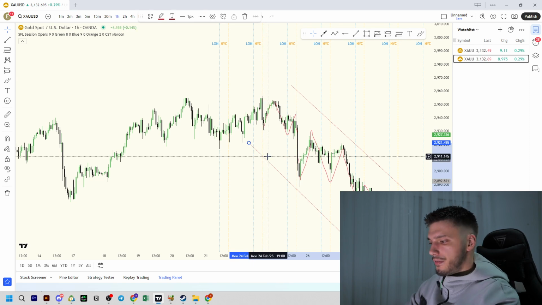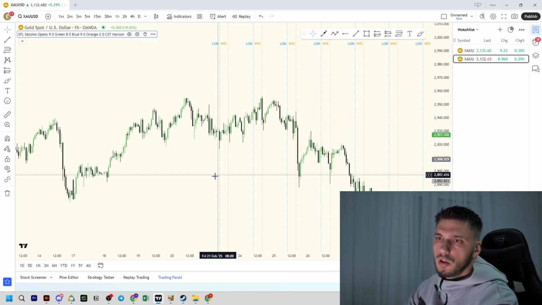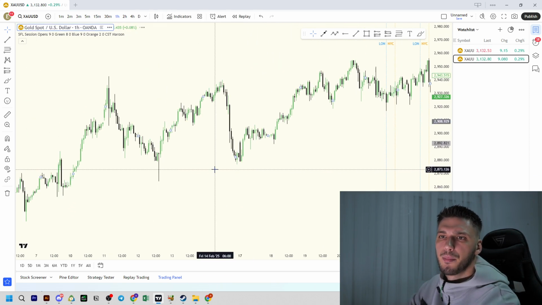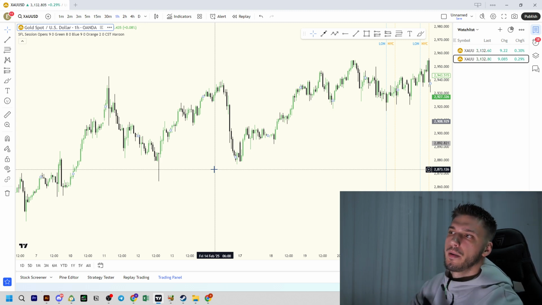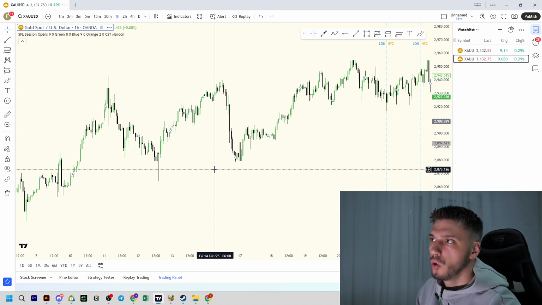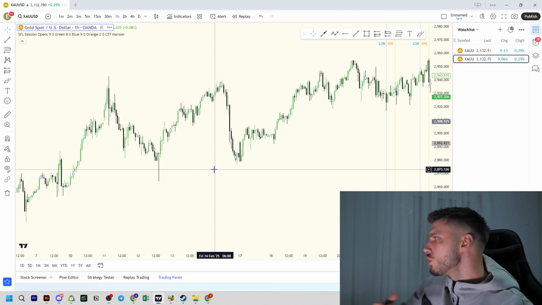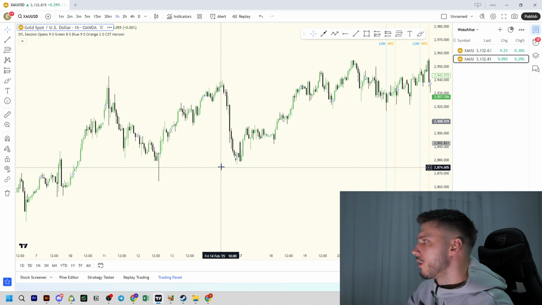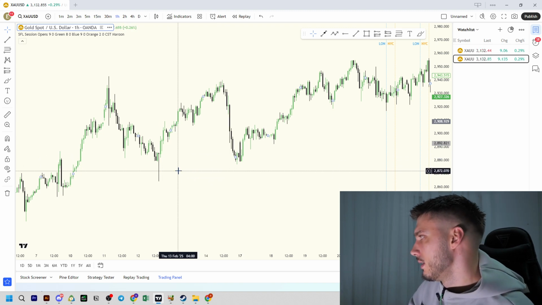How do we identify a ranging market? Usually a ranging market doesn't really happen for a long time, especially in major pairs like gold. Maybe you see it in futures and other markets, but I'm going to be talking about gold, especially Forex.